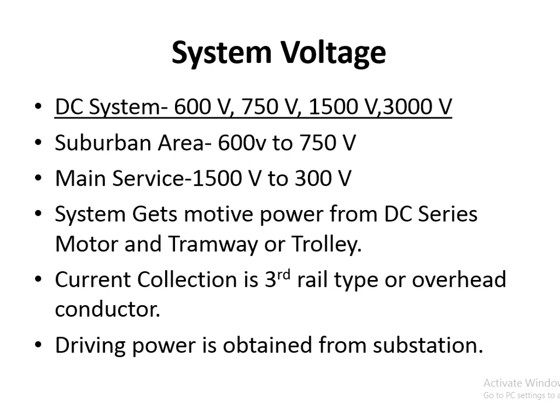Now here the driving power is obtained from the substation. Normally substations are placed after some distance, about every 5 to 10 kilometers. From there the power is given to the pole and the overhead conductor, and then from the overhead conductor the supply is connected to this DC motor.